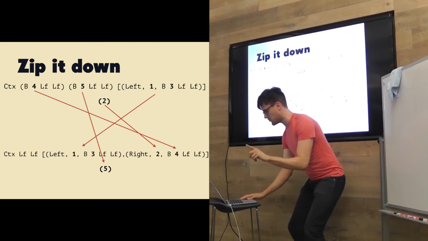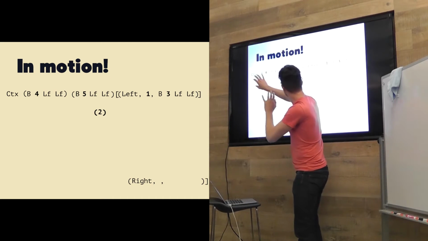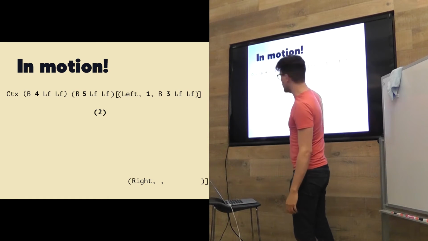So let's look at this in motion, all right? Ready for this? Okay. Right now we're at a specific node. It has a child of 4 and a child of 5. The actual node we're on is 2. Cool.